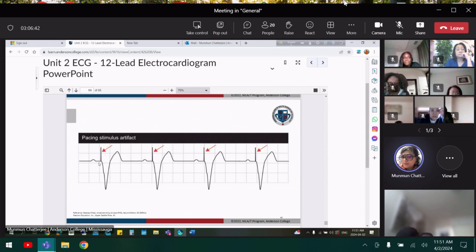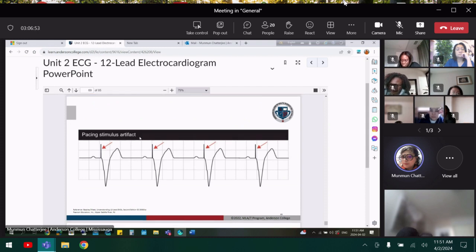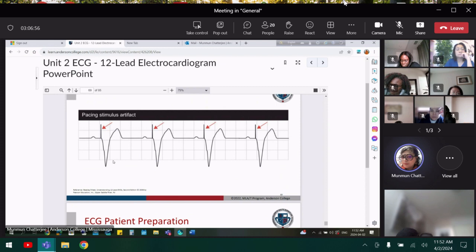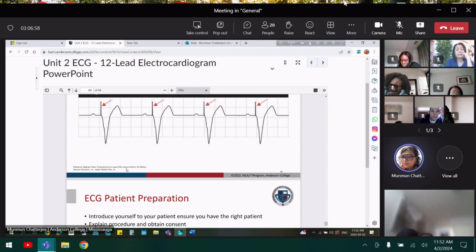So P wave, then you see a spike here, and then it's going to the QRS complex, then it's going to the baseline. That spike is called the stimulus artifact. That tells you that they have a pacemaker implanted.